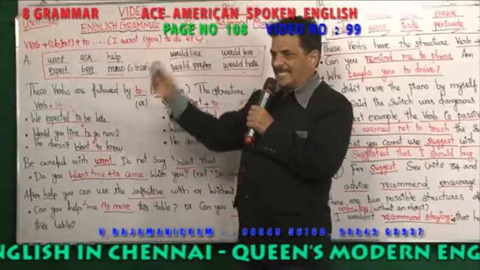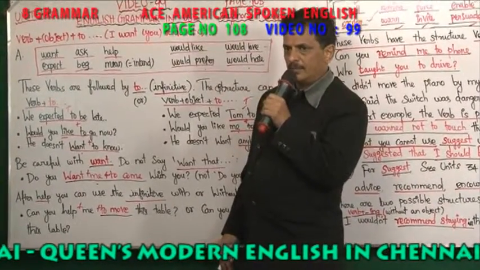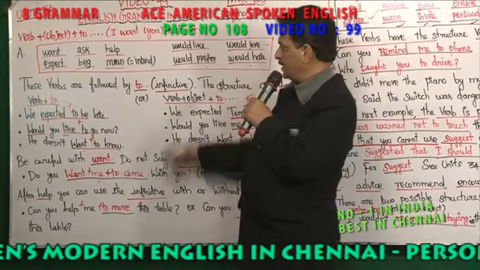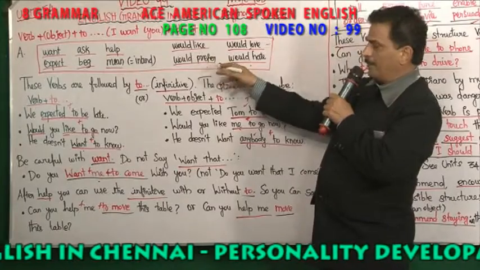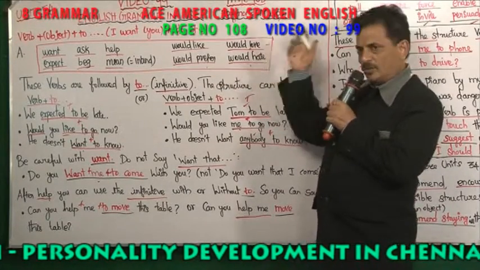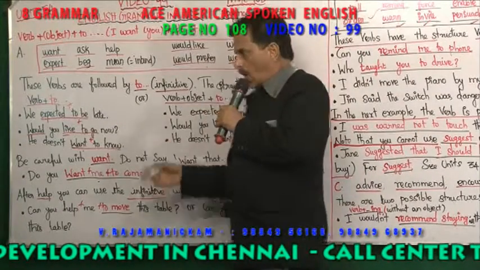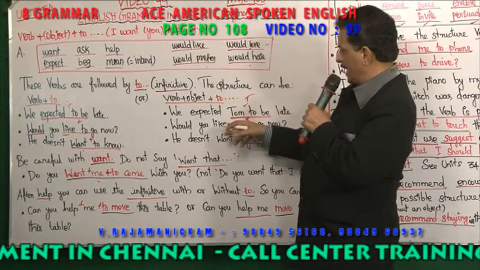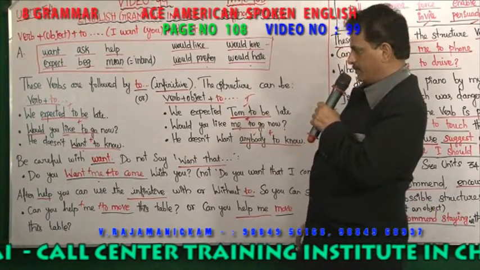So dear friends, what you are able to understand: want, expect, ask, beg, help, mean. Mean means what? Intention. What do you mean? Means intention. Would like, your preference. Would prefer, your preference. Would love, you love to do something. Would hate, you don't like. So with this, you are using to plus present tense verb, or with this, you are using an object, Tom, me, anybody, then to plus present tense verb.